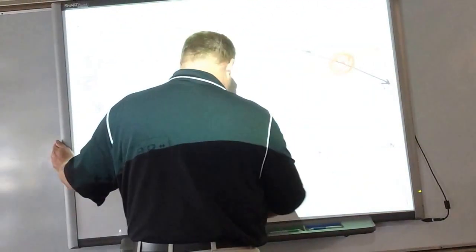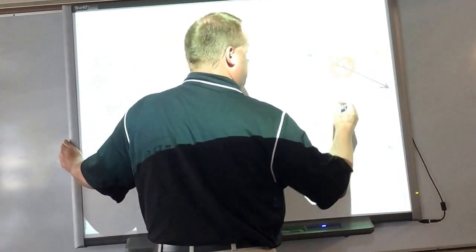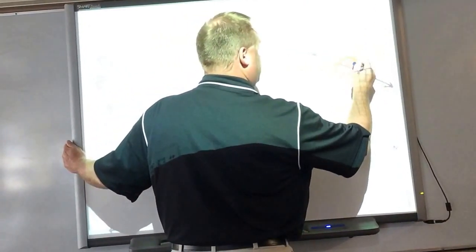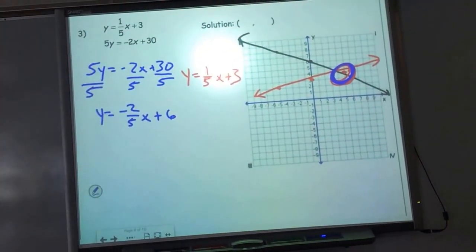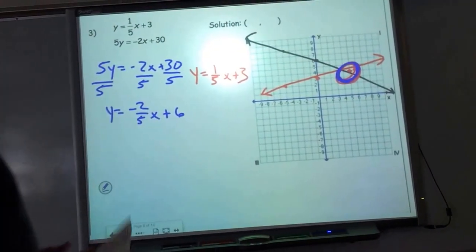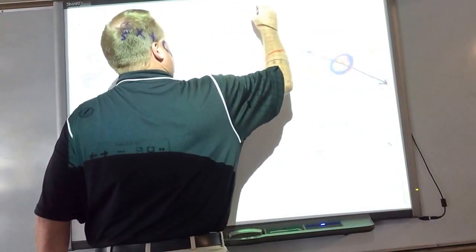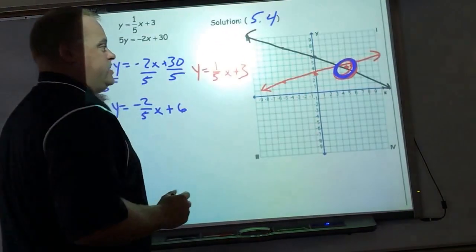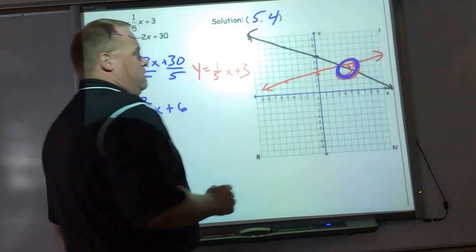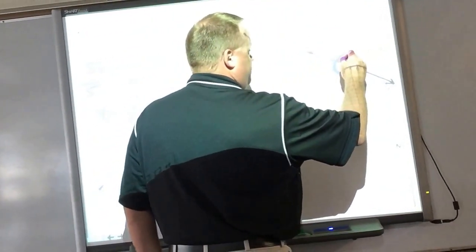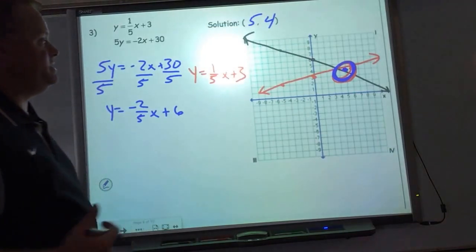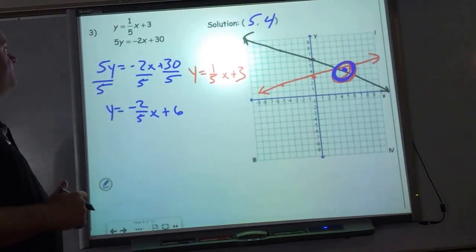Let me do that in a different color so you can see it. They cross right at that 5, 4 mark. 5, 4 is going to be my solution. If I could draw a little bit better, my line would have gone right through that point. But they both have the point 5, 4. And so that is my solution, 5, 4.